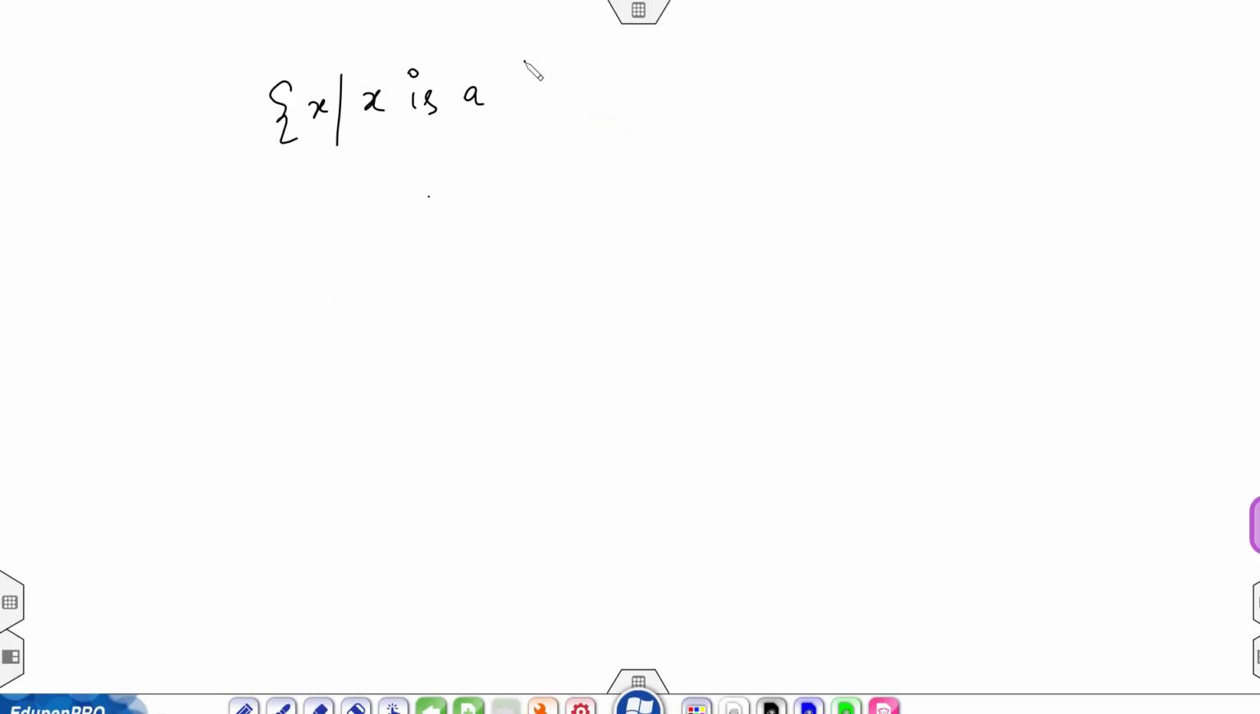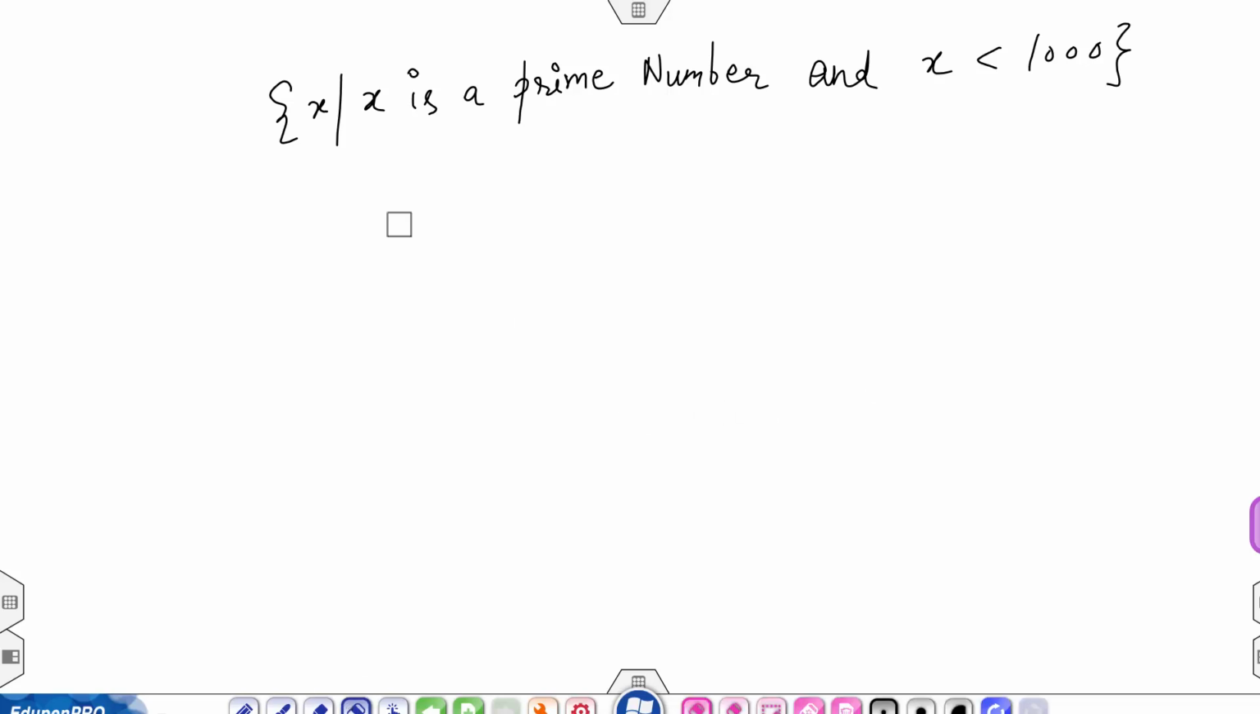x is a prime number and x is less than 1000. Now how can we write this out? See, for example, the name of the set is A, and in this set every element is a prime number, right? And its value is less than 1000. So what is a prime number here?